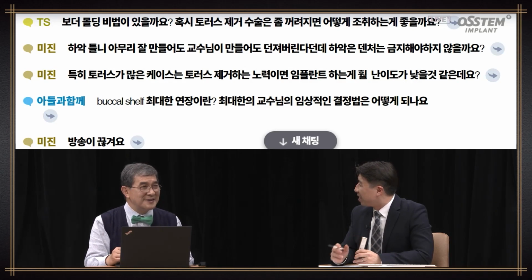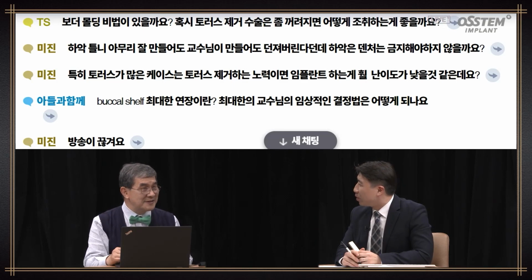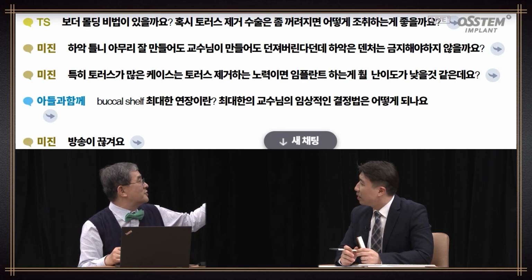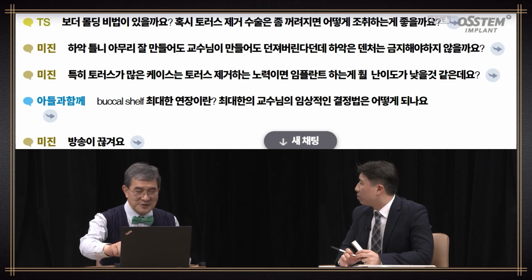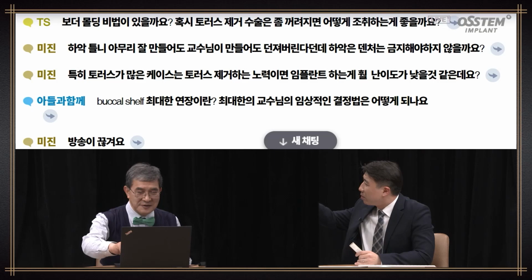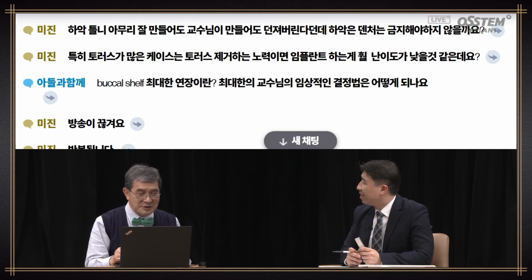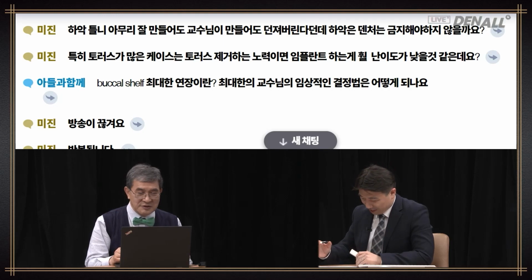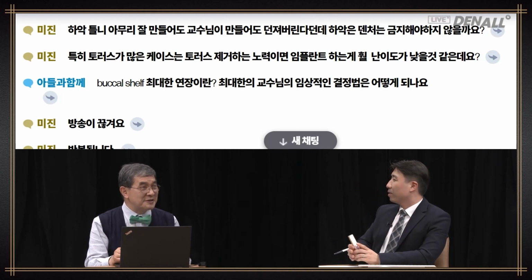I was caught off guard because I was looking at the questions, so can you repeat your question once again? The first question is about removing the torus. Is the patient hesitant about it, or is the surgeon hesitant about it? I think it's the surgeon. I think it's connected to the question below. No matter how well you make a lower denture, even if the professor makes it, people throw it away. Shouldn't we just prohibit it? I think this is too far-fetched.